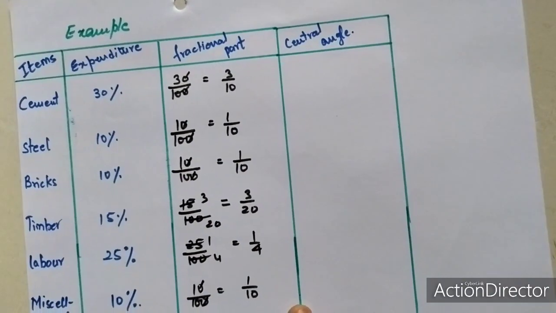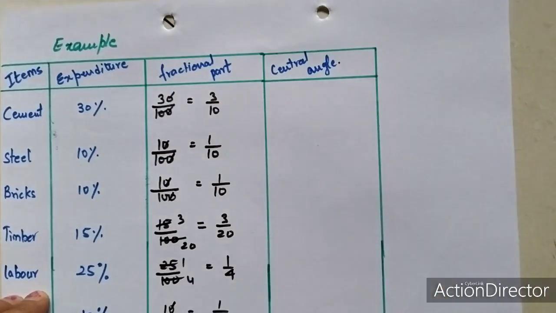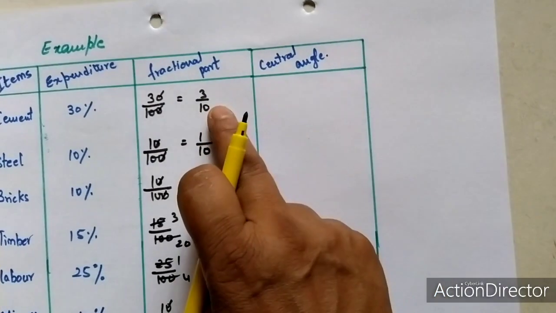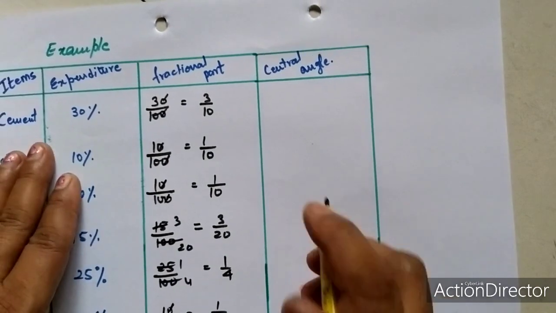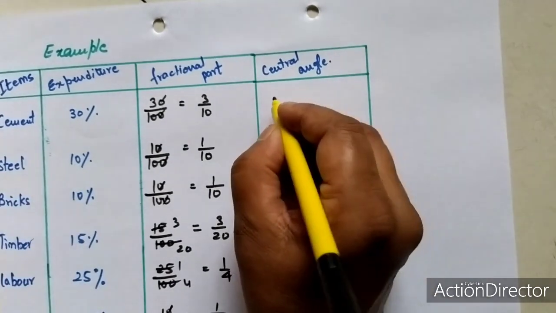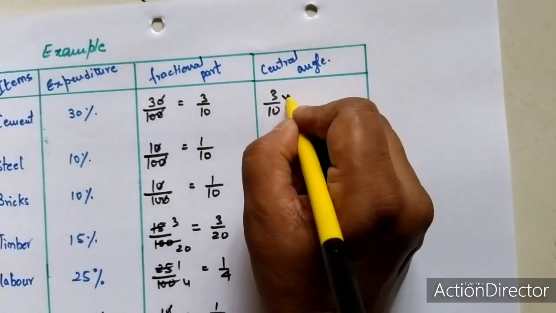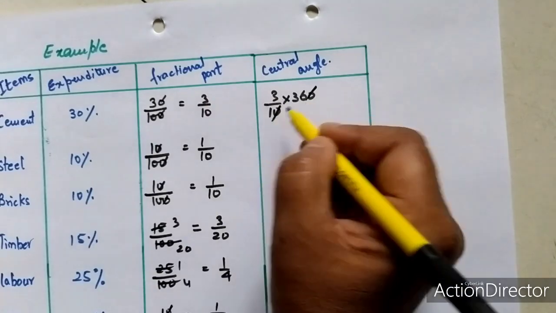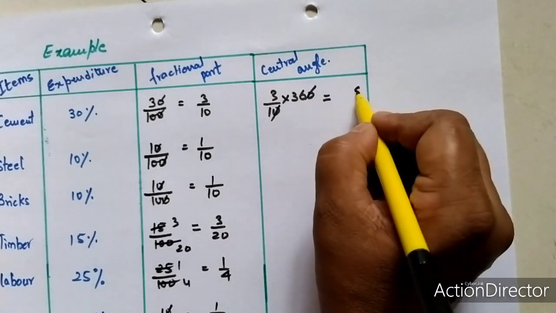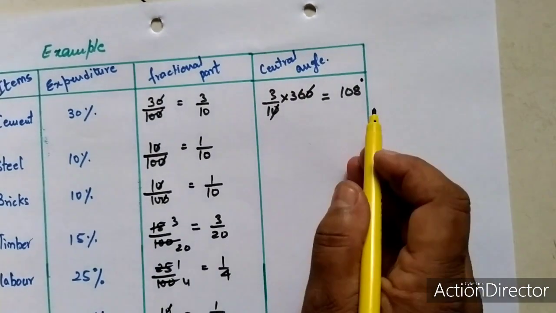After taking the fractional part, you are going to find out the central angle. And it is very easy. All these fractional parts you are going to multiply with 360 degree. So what to do? You have 3 by 10, already given. Simply multiply with 360. Got it? Now cancel these 0s and write 3 6s are 18, 3 3s are 9, 10. So the central angle is 108 degree.